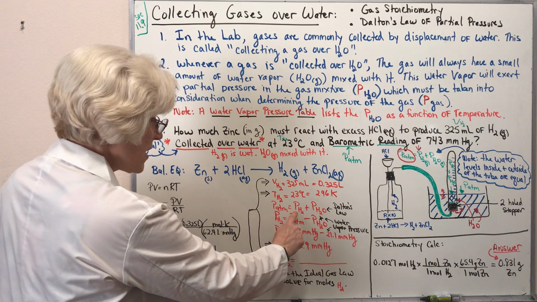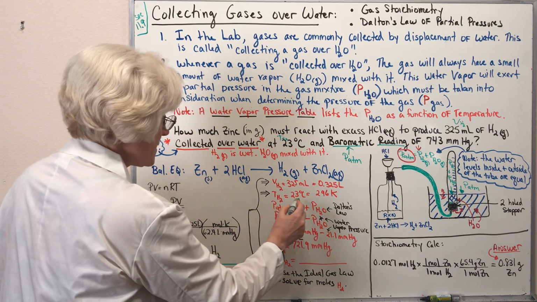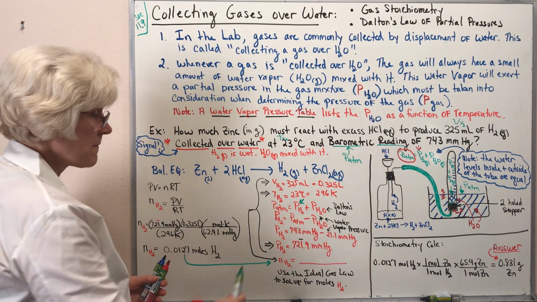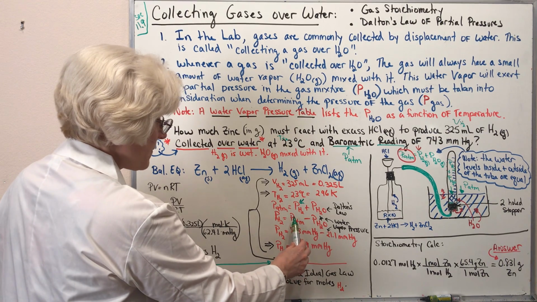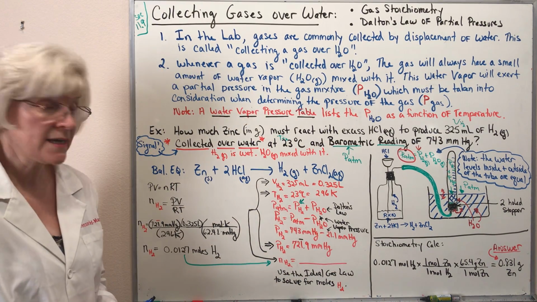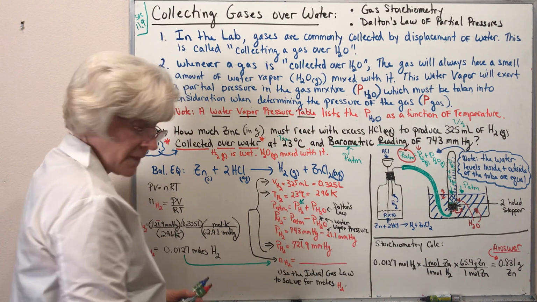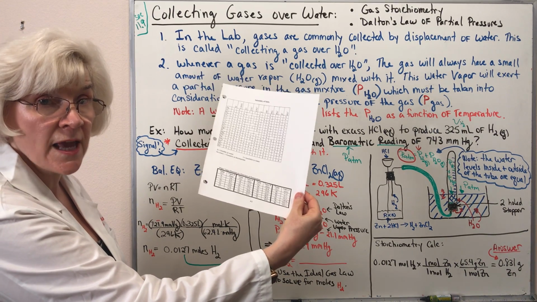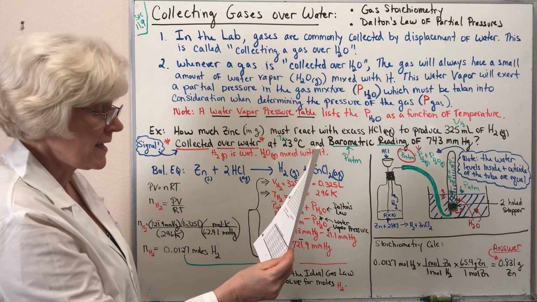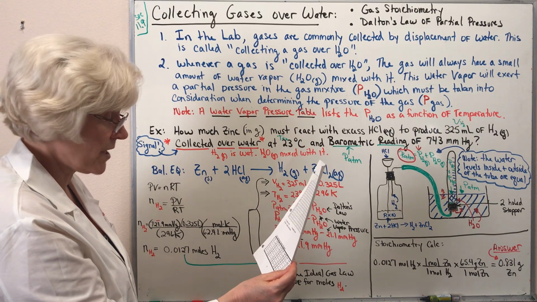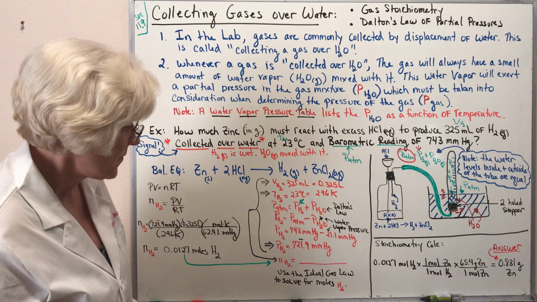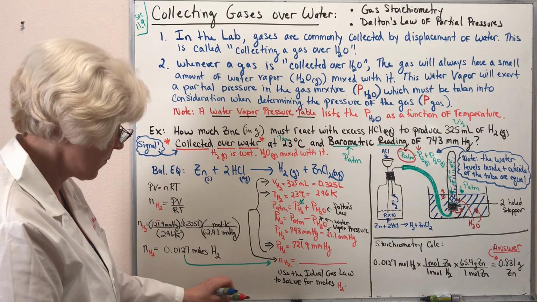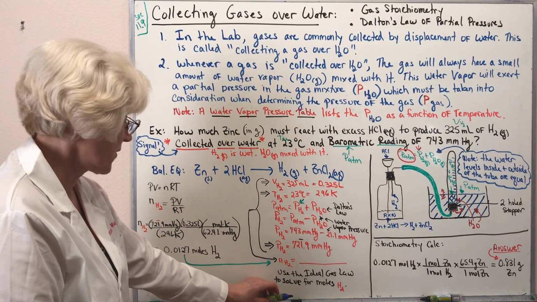And if I want to know what the pressure of hydrogen is, I can solve this equation for the pressure of hydrogen, which gives me pressure of the atmosphere minus the water vapor pressure. And again, we get that water vapor pressure reading from the water vapor pressure table. I'm looking here, it's a function of temperature, and I read from the table that at 23 degrees Celsius, water has a vapor pressure of 21.1 millimeters of mercury.